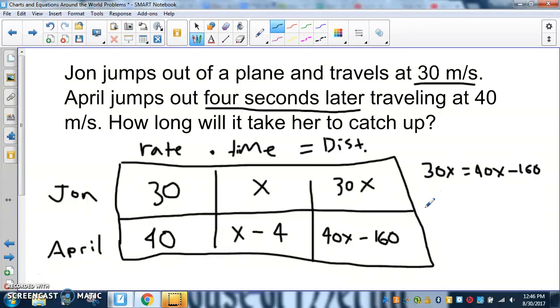And now that I have this, I should be able to solve this equation and find out exactly how long it took. I think if I just solve this really quick, minus 40x from each side, you get negative 10x. And negative 10x is equal to negative 160. When I divide by negative 10, I should get positive 16. So it looks like x was 16 seconds. And if I go back here into my table, I'm just going to use red to show this. John, since he took x, he must have been in the air for 16 seconds. Since April left 4 seconds later, she must have been in the air for 16 minus those 4 seconds, which is 12 seconds. It took her 12 seconds to catch up.